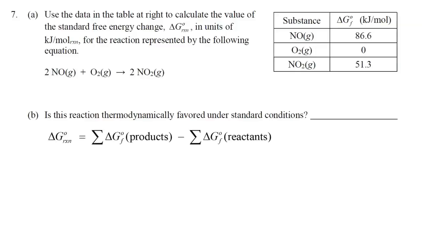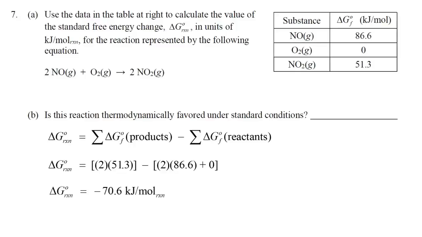And we have one product, which would be 2 moles of NO2. So it's going to be 2 times the number for NO2, which is 51.3. And then we have minus the reactants. Well, one of them is 0, but it's going to be 2 times the number for nitrogen monoxide. That's 2 times 86.6. When we do this math, we get the delta G for this reaction, and it's negative 70.6 kilojoules per mole of reaction.